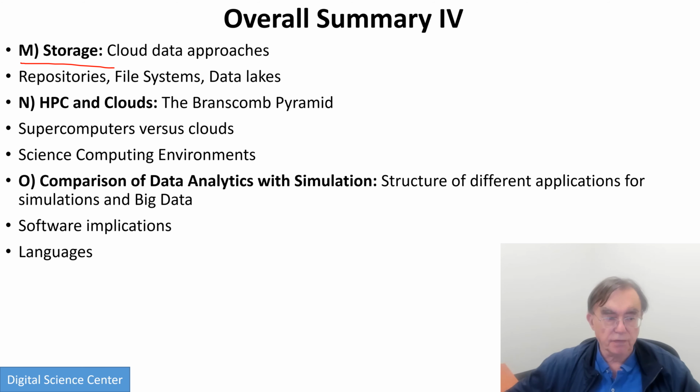Then we look at high-performance computing and cloud, the so-called Branscombe pyramid, from the very top of the few incredibly powerful computers to the bottom, the consumer systems, such as smartphones or laptops or desktops. And we describe supercomputers compared to clouds. We look at the difference between simulations and big data, what it implies for software and for languages.